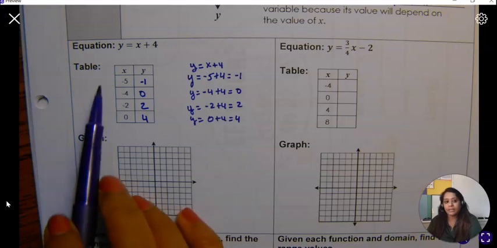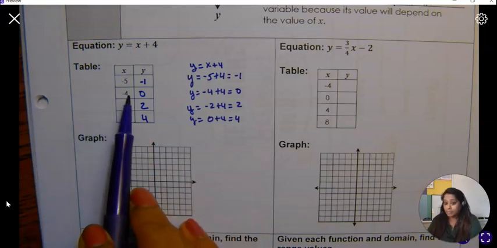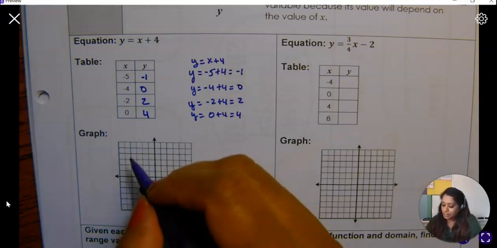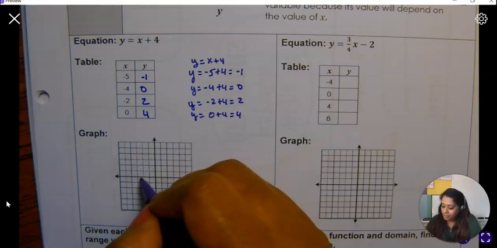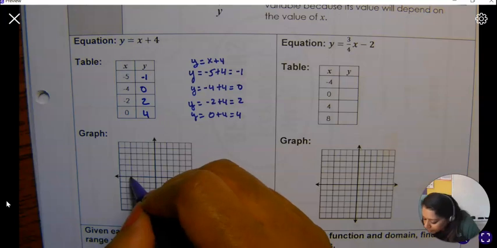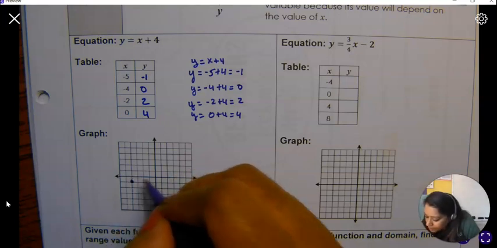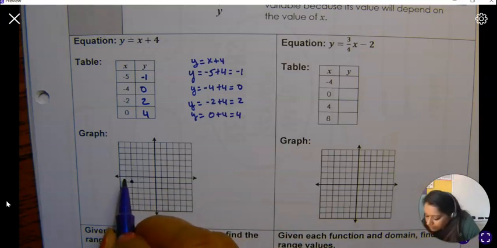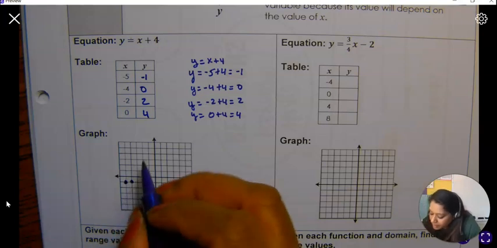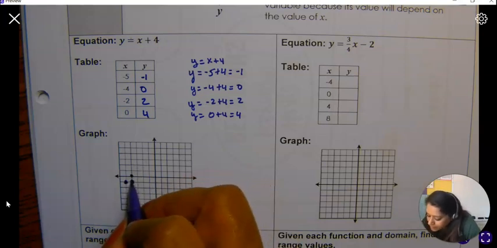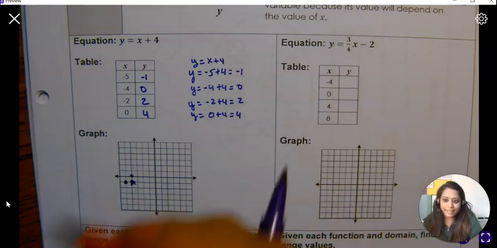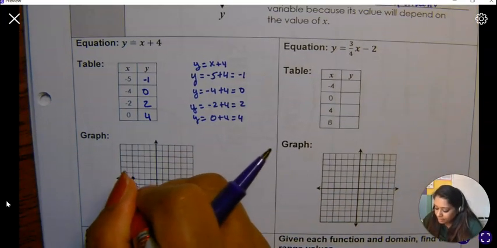And then we can take the equation, turn it into a table of values, and then we can graph those table of values right here. So -5, -1. This point. -4, 0. Oh, I did it wrong. Ignore that point. Erase that. That's right. I just made it not a function. I could take that off.